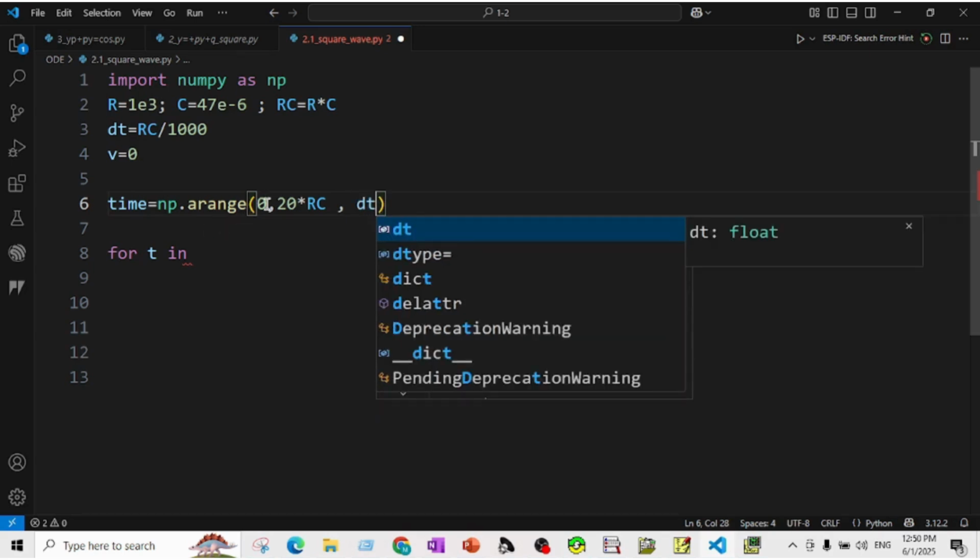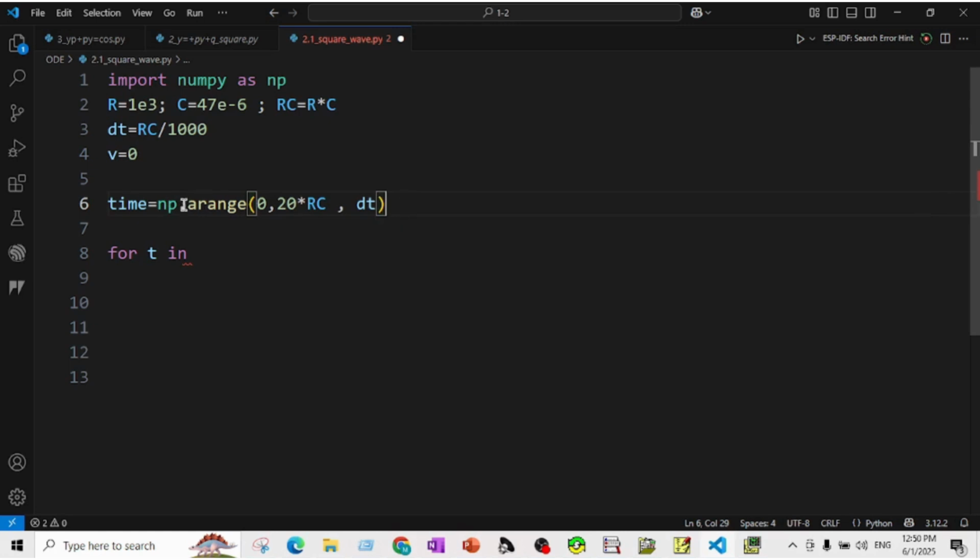So this line will make an array, and the array will look like 0, then 0 plus dt, then 0 plus 2 dt, and this will go on up to 20 times RC. Okay, so time is an array, and it looks like this.